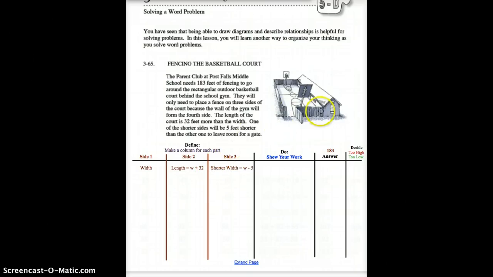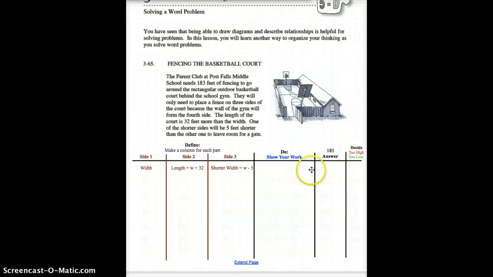Side 3, which is over here, we know a little bit of information about this. We know that because of this gate right here, this one is 5 feet shorter than the other side. So we can write that as the width, this width over here, minus 5 feet to leave room for the gate. Hopefully that all makes sense. Okay? So now what we need to do is figure out what the lengths of all of these sides are that total up to 183.